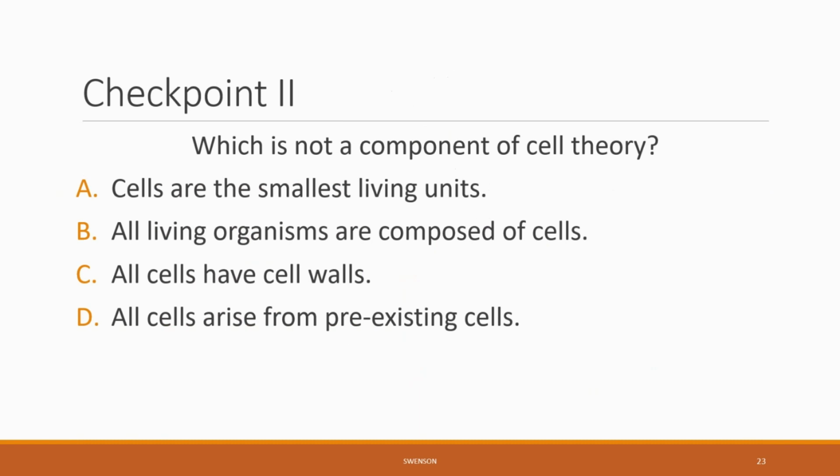Checkpoint 2. Which is not a component of cell theory? A. Cells are the smallest living units. B. All living organisms are composed of cells. C. All cells have cell walls. Or D. All cells arise from pre-existing cells.